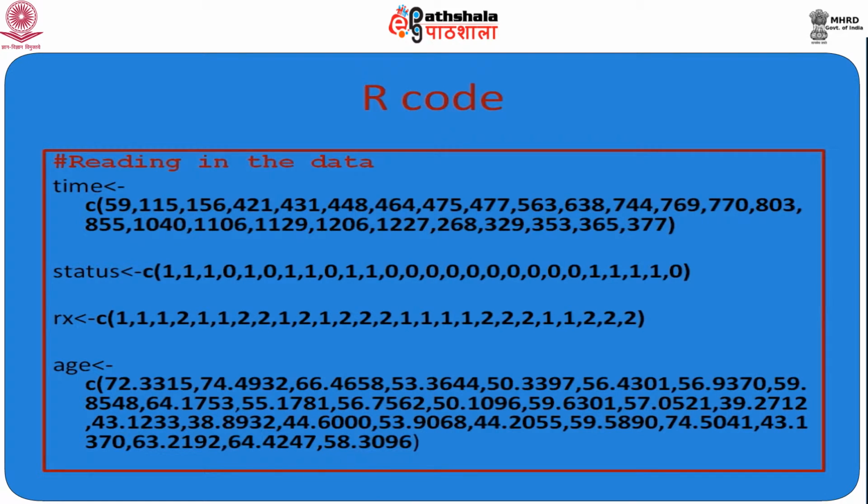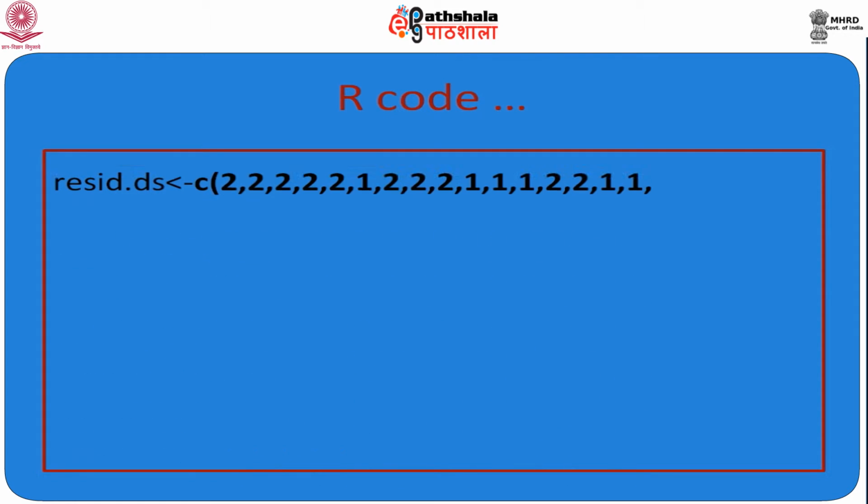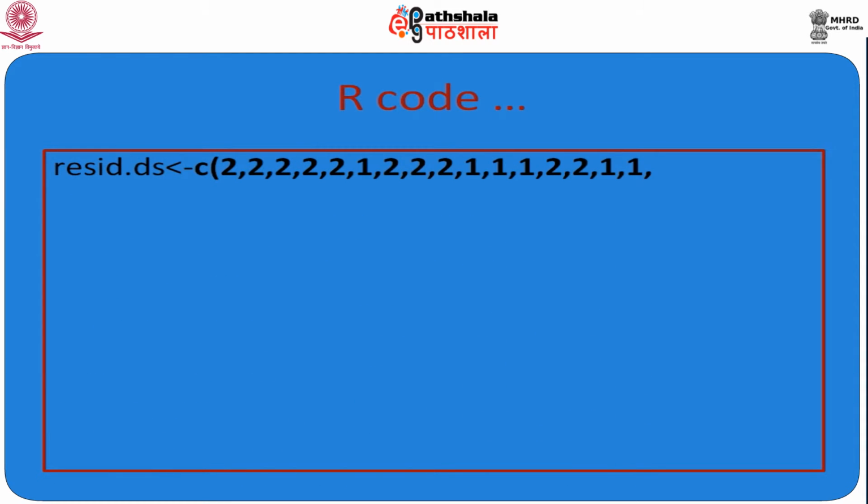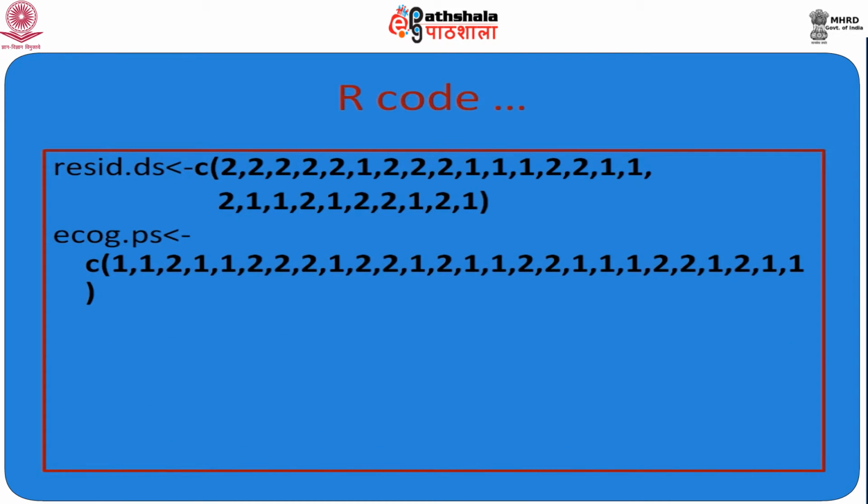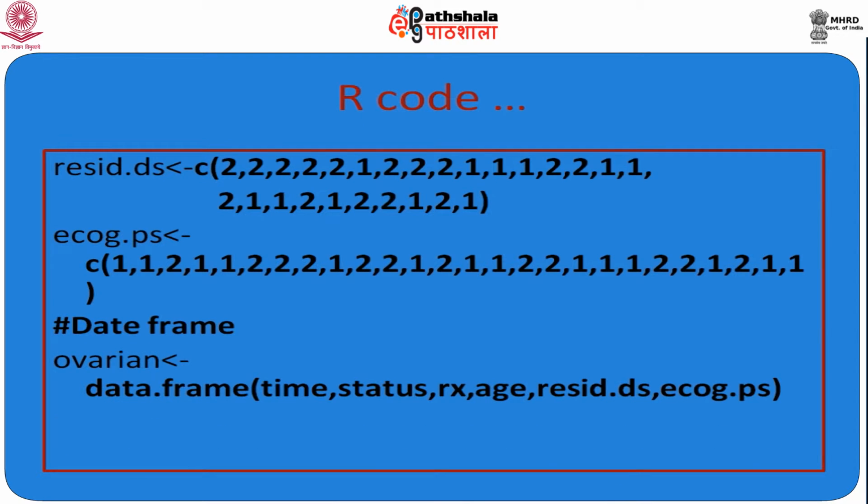Now the other variables: residual disease present or not is given as resid.ds, assigned with 2 and 1. If it is present it is given as 1, and if absent, as we coded earlier. The ECOG performance score is also given as 1 and 2. If it is 1 it is better, and if it is 2 it is not better. And the whole thing is assigned to data.frame. All the measurements, all the variables, are assigned through the data.frame function to the ovarian database.